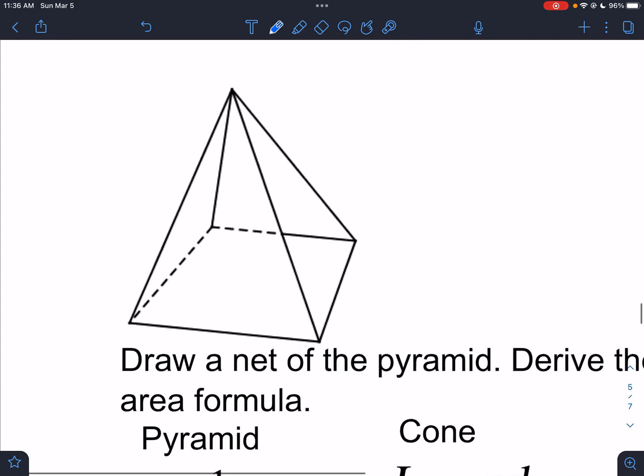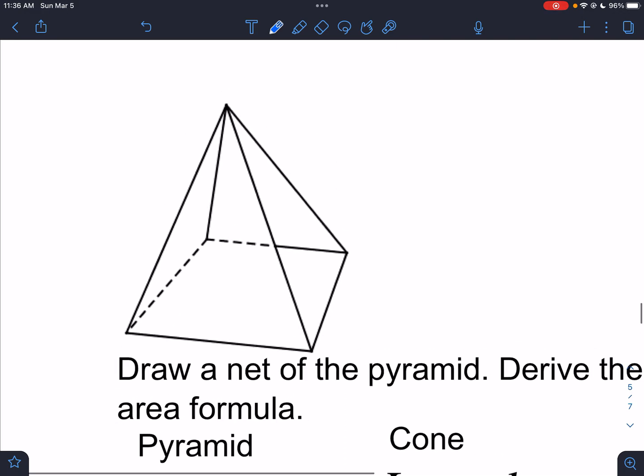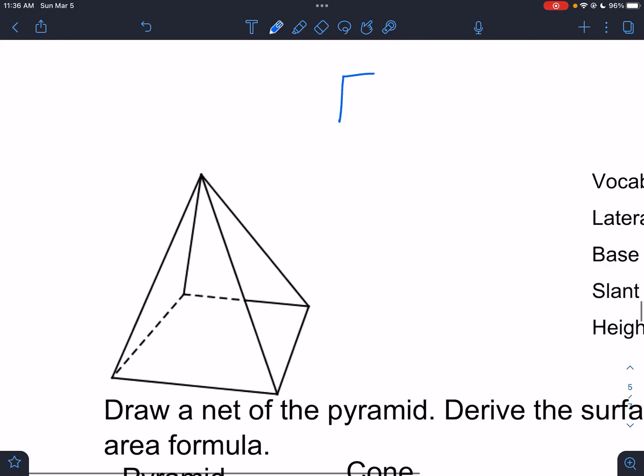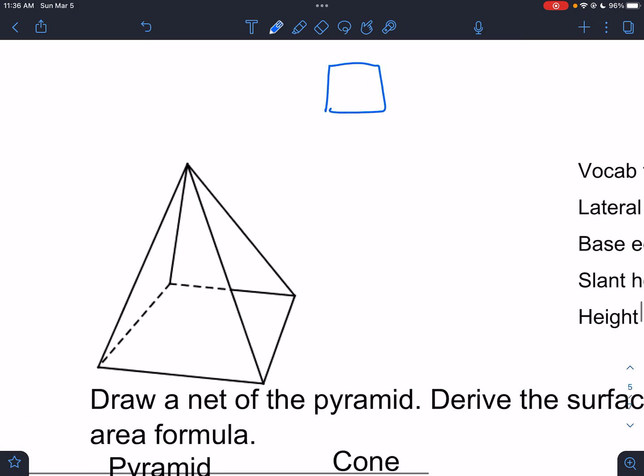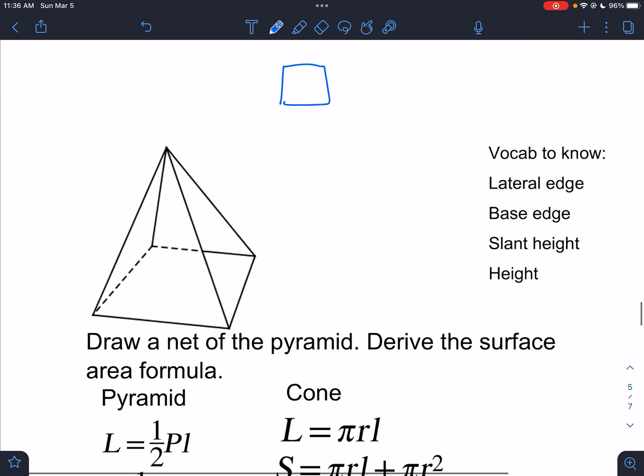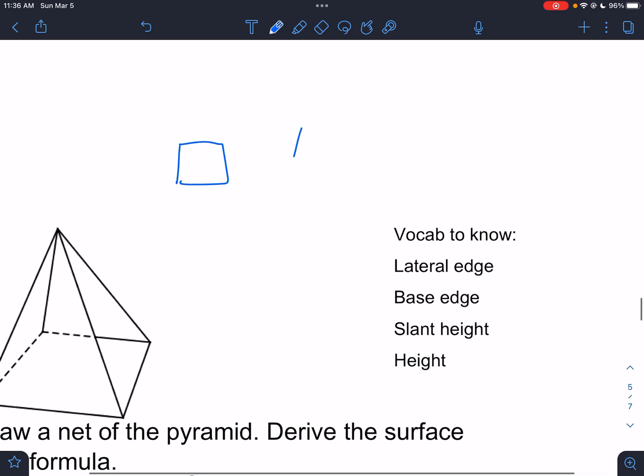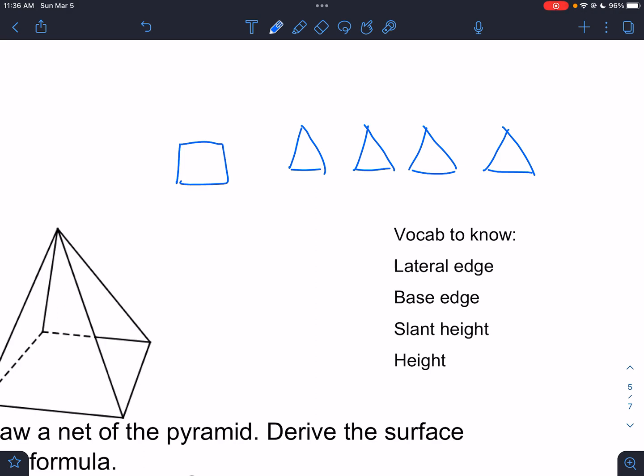We have to work on the surface of this shape. If I were to unfold this, what are the shapes we would have? We would have a square, or a rectangle at least, and we would have 1, 2, 3, 4 triangles. And each triangle has its own area.